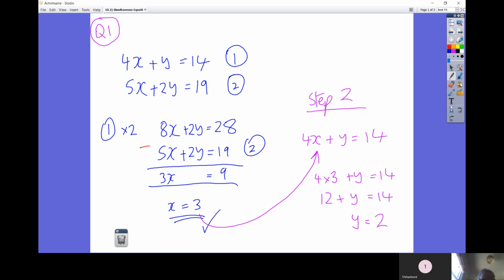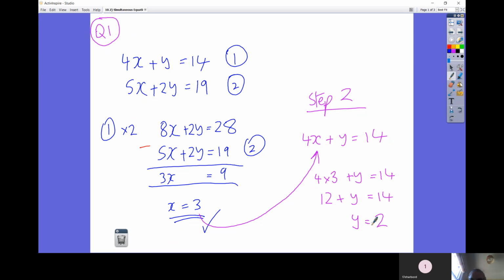Now you've worked out that x is 3. So remember, this x here, we know is now 3. So you just pop the 3 in there. So that's 4 lots of 3, which is 12. So we're saying 12 plus y equals 14. So it's 4 lots of x, that's 4 lots of 3, which is 12. You then add on our unknown y to get 14, and therefore y equals 2.